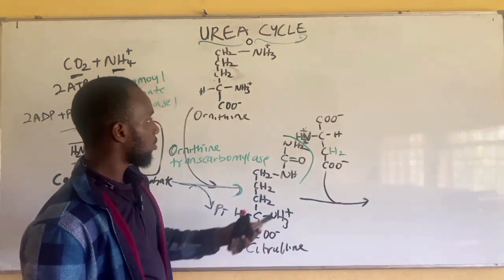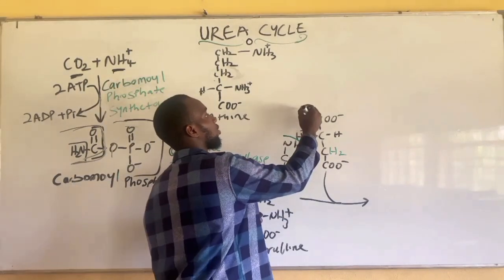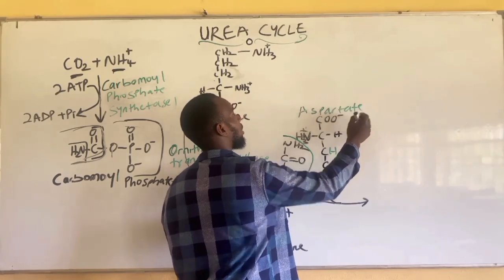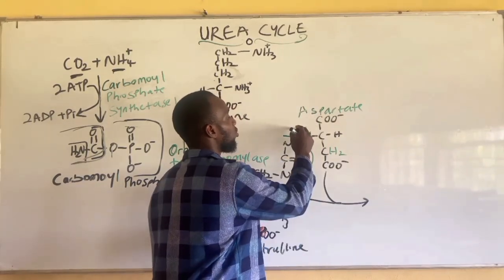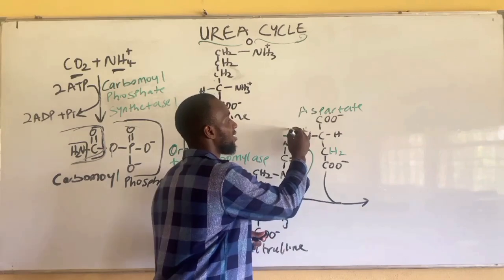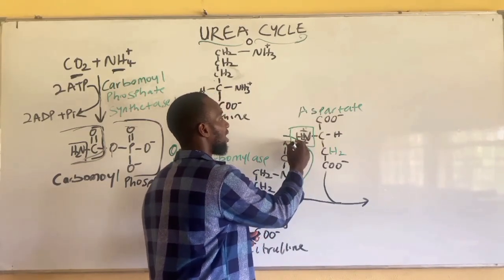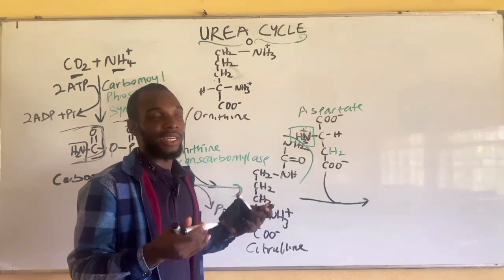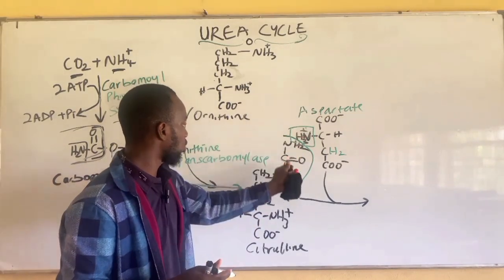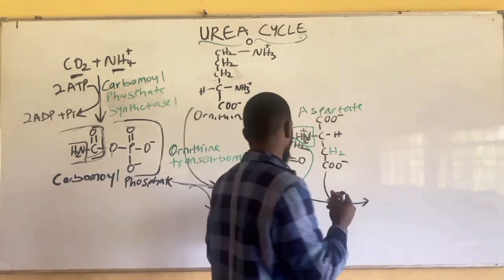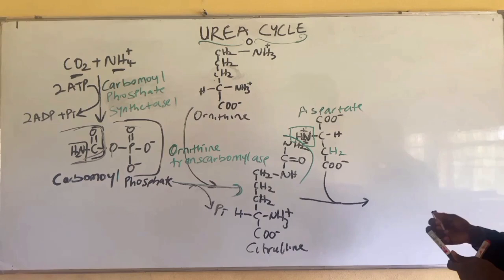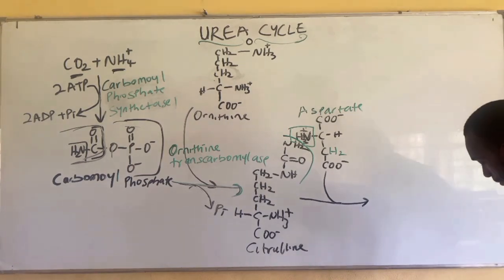So this is the aspartate, an amino acid, a 4-carbon amino acid. What aspartate is coming to do is to donate this amino group. The second amino group of urea is gotten from aspartate. So aspartate will come in and join. Let's see how it joins. It's very, very interesting.